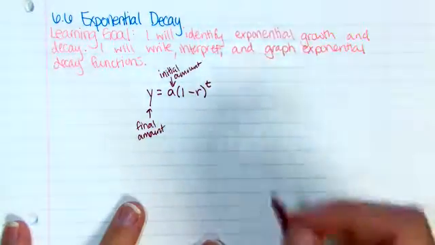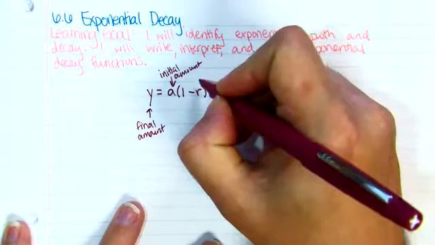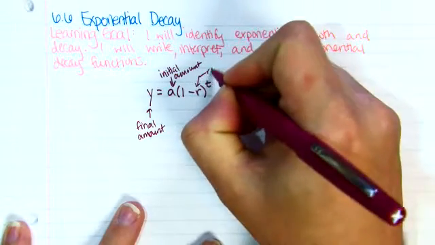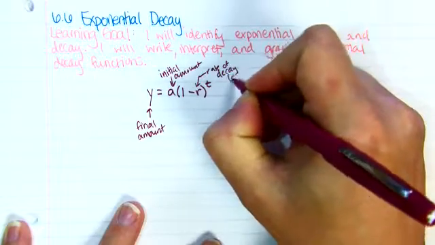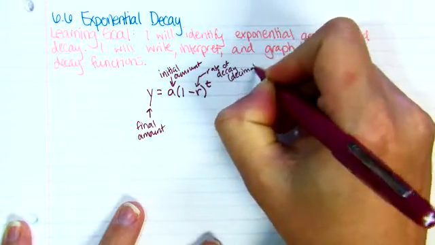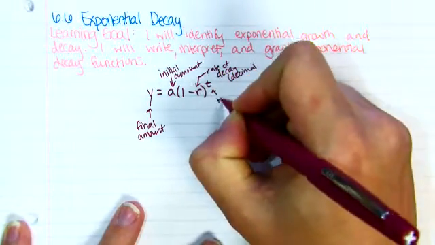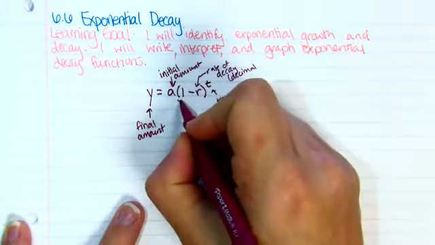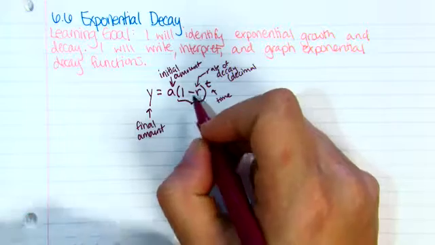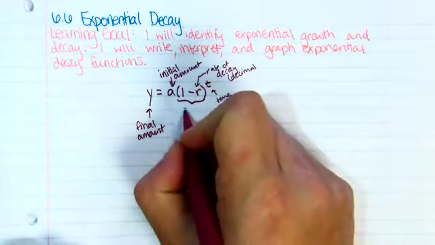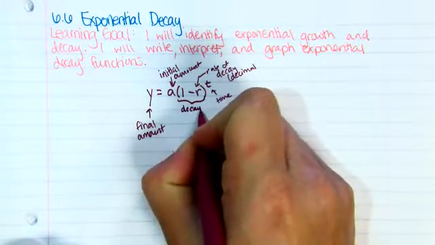In this case, r is called our rate of decay, and again, it's in decimal form. t is still representing time. And before, this was called the growth factor, but now instead of growing, we're decaying, so this is called the decay factor.